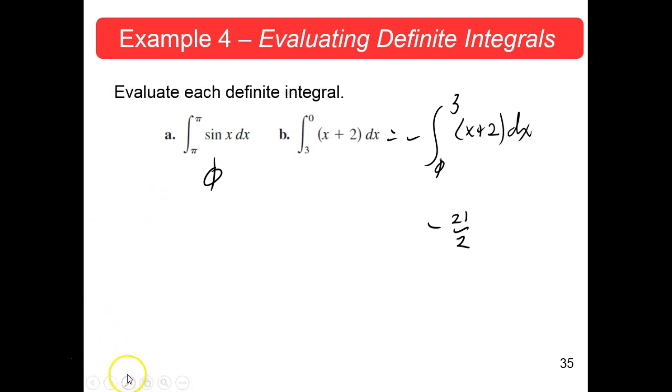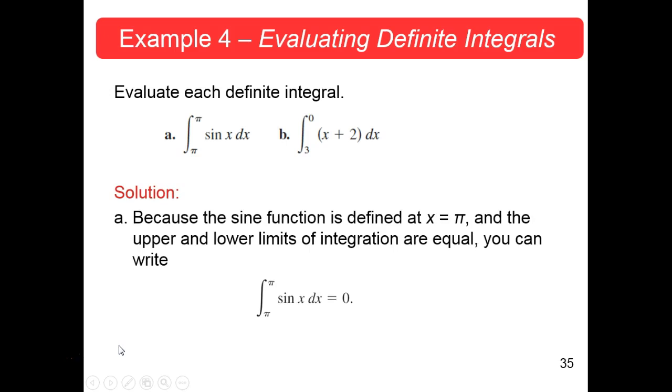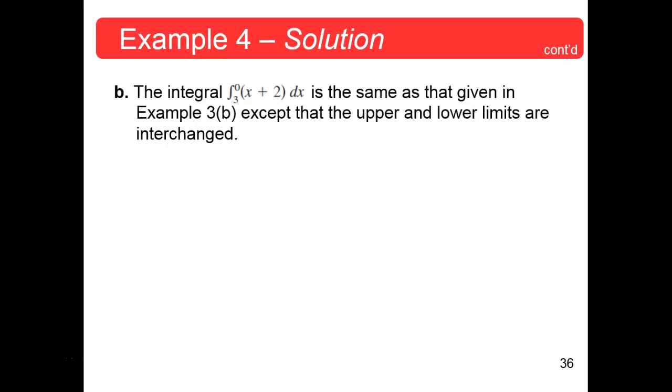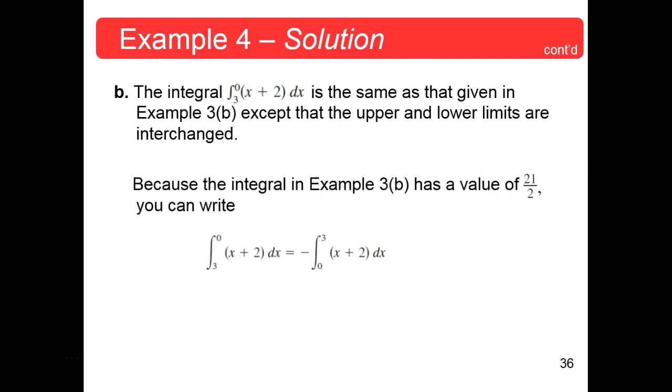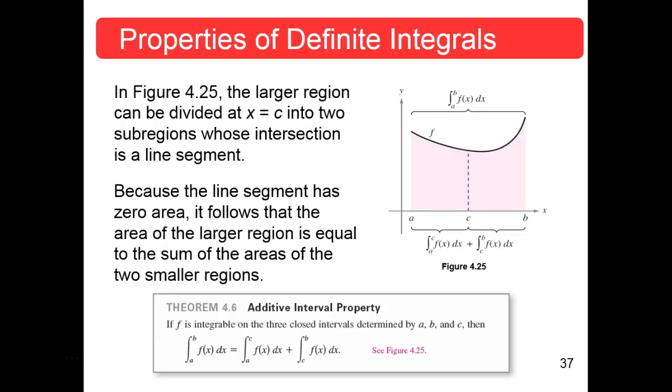So let me erase this. And because the sine function is defined at x equal pi, the upper and lower limits are equal, you can write that's equal to 0 because your dx is 0. There's no change between pi and pi. Okay? And then the second one is the same as given in 3b, except that the upper and lower limits are interchanged. So to flip them back, you negate it, and we already know the value of that was 21 halves, so negative 21 halves, negative 10 and a half. Okay.